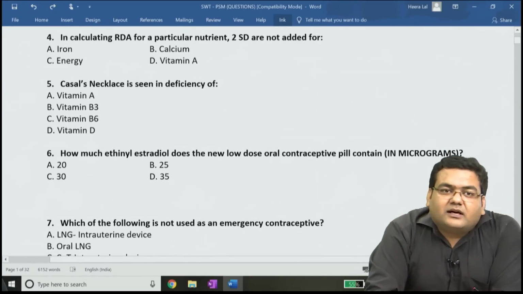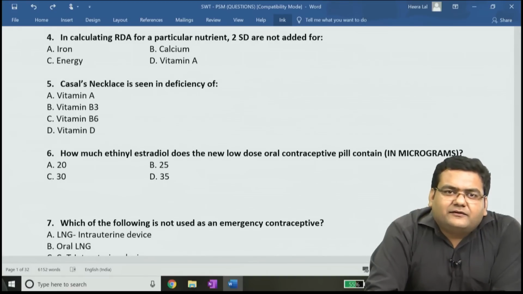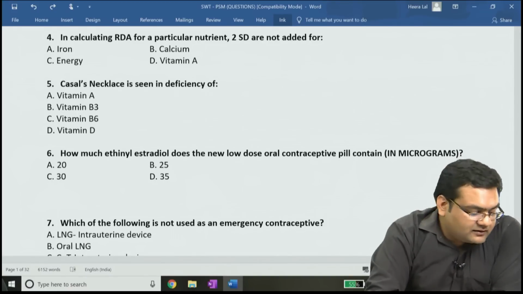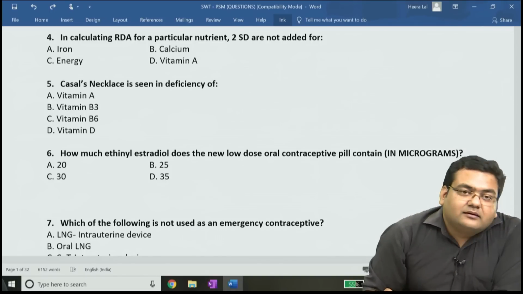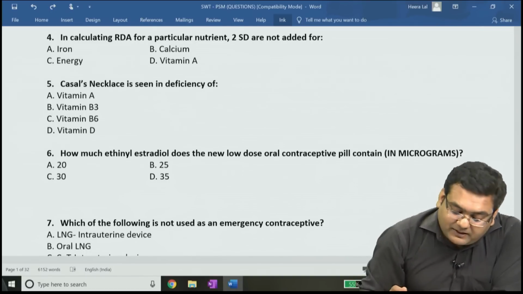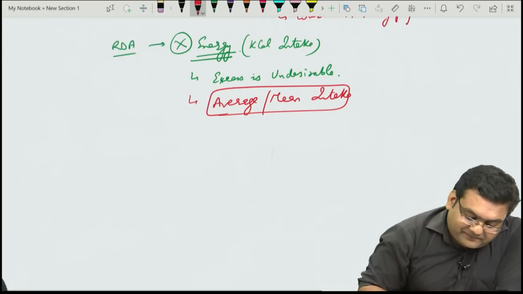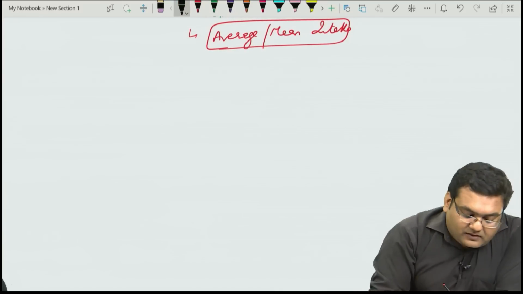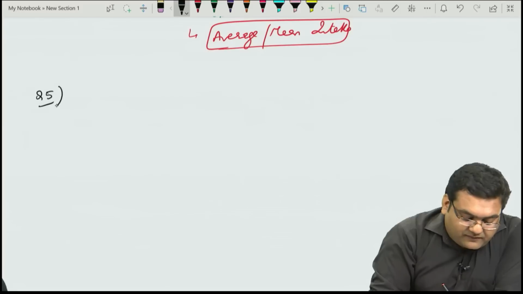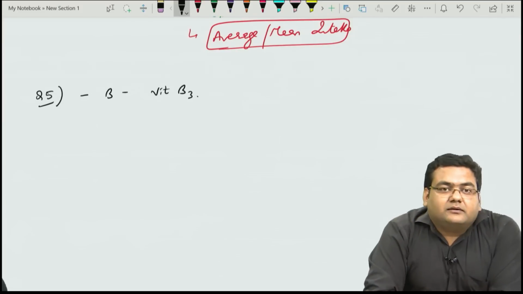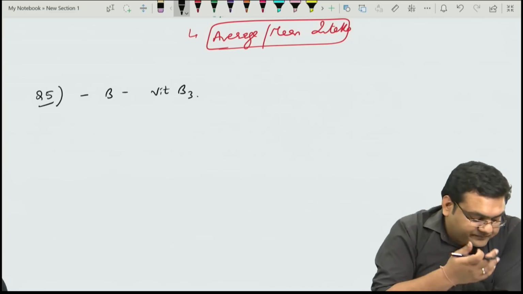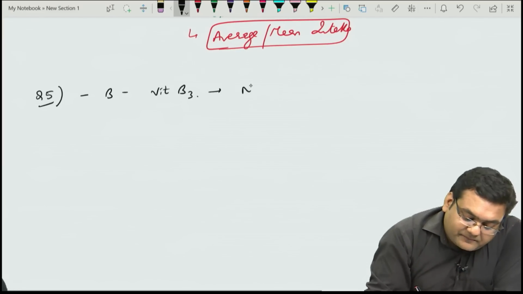Coming to next question, that is question number 5. Cazel's necklace is seen in deficiency of. The correct answer is option B, that is pellagra, vitamin B3, sorry. Question 5, the correct answer is vitamin B3, also called as niacin.